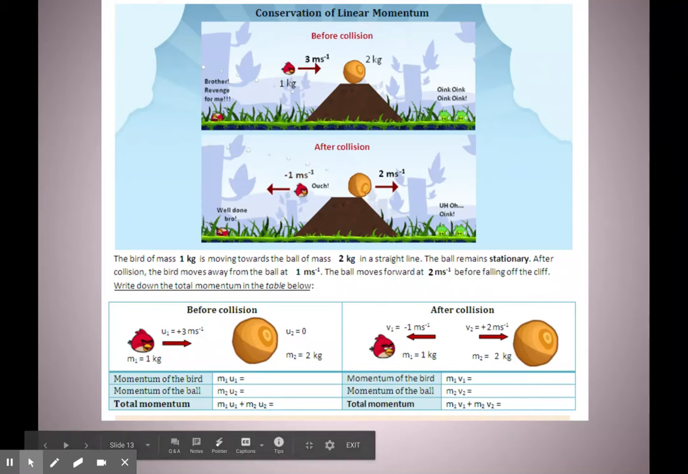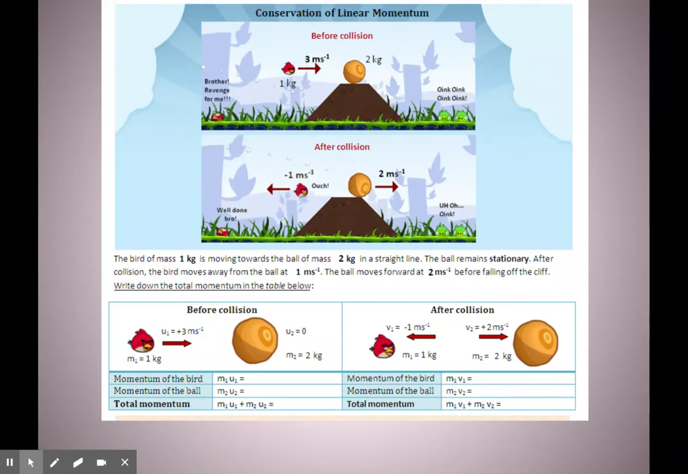All right, so the second part of these notes, we are going to look at what's called the conservation of momentum. So you're going to be looking at collisions in this section. In the top picture, you've got the red bird flying in, and he's going to hit the ball. And then you can see after they collide, the ball is going to roll off this way, and the bird's going to bounce back. So we need to look at the momentum of each object, the bird and the ball, before the collision and after the collision.